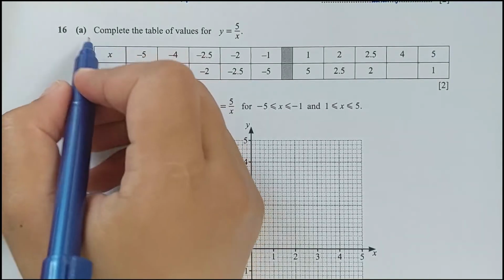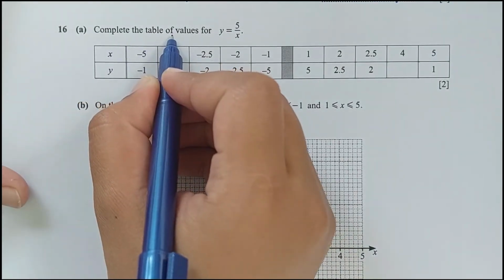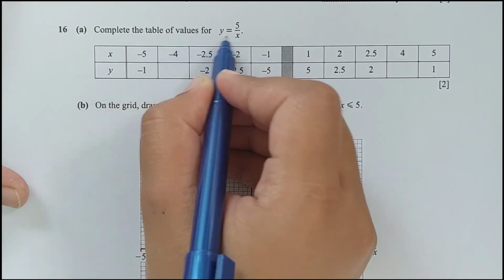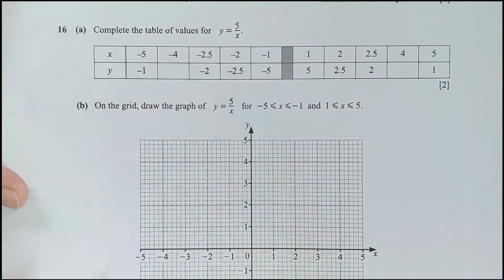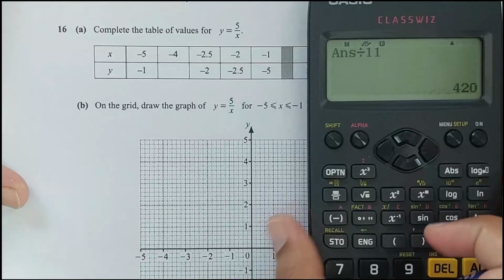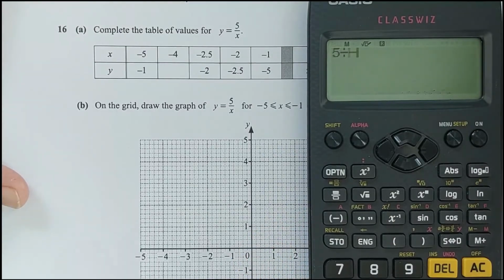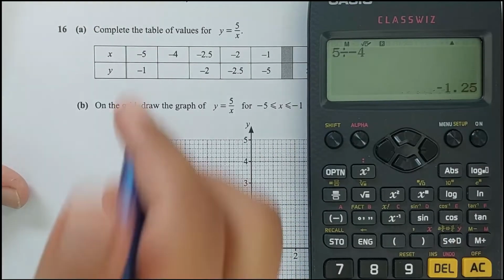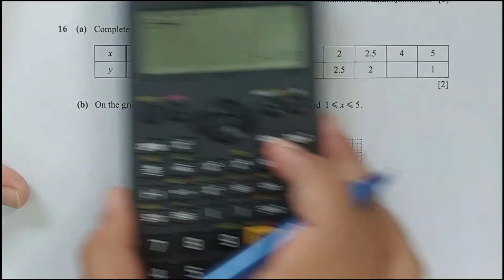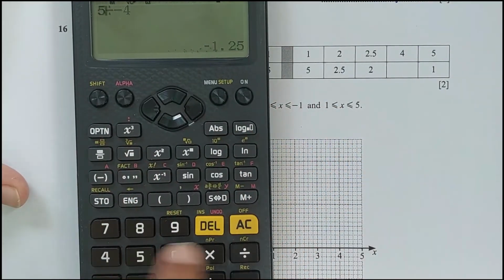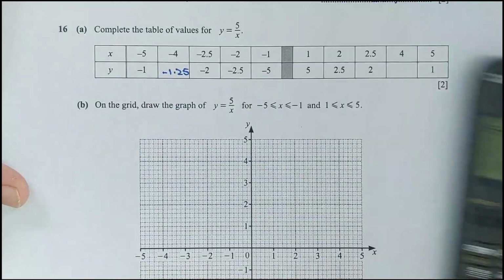Question number 16, part A. Complete the table of values for y equals 5 over x. So x equals -4 is 5 by -4, which is -1.25, and x equals 4 is 5 by 4, which is 1.25.